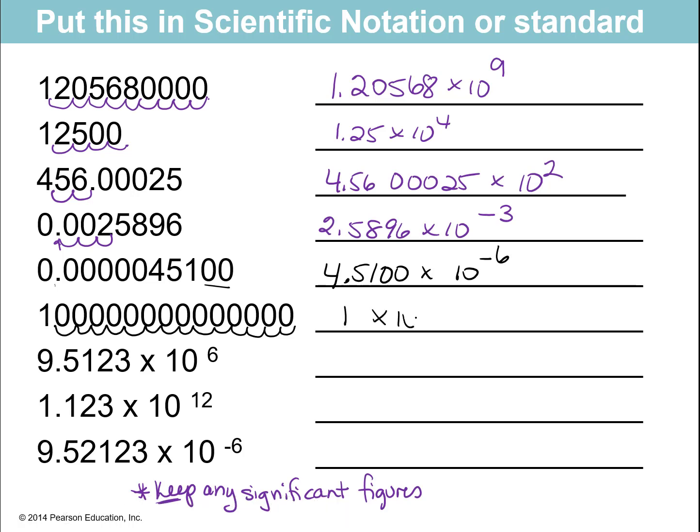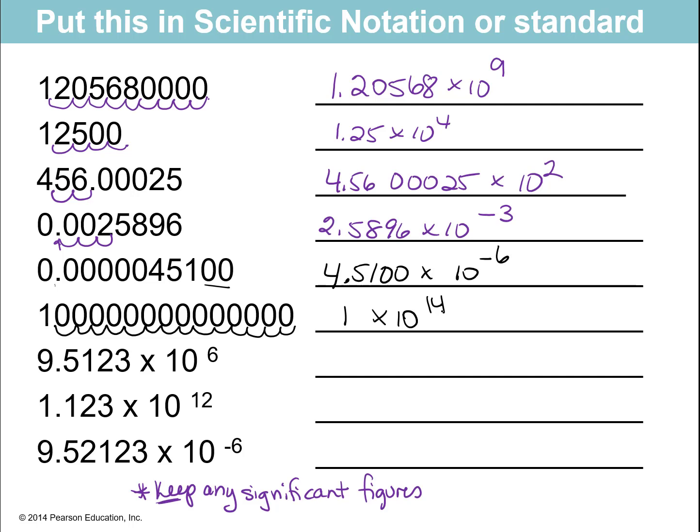So this is 1 times 10 to the 14th. Okay, and I wouldn't put 1.0. You don't have to have a decimal after that. Since 1 is the only significant figure in that number, I would just keep the 1. I wouldn't have to put 1.0 because that would make 2 significant figures. There's only 1 significant figure in that really big number.